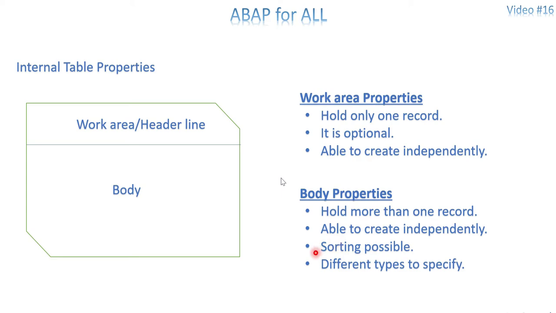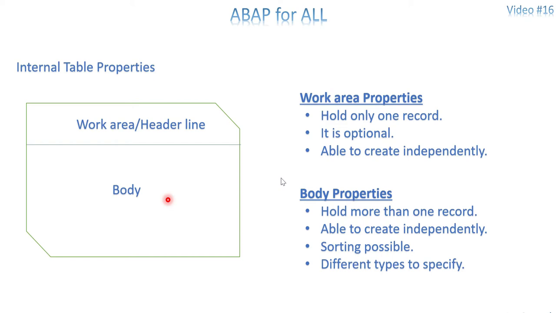And sorting is possible. Different types can also be specified for the body, like sorted table and hashed table. These are types of internal table. We'll see them quite a bit later, as well as the standard internal table. Most of the properties are applicable to the body because it has more than one record at a time. So sorting is obviously possible only for the body. It's not required for the internal table.